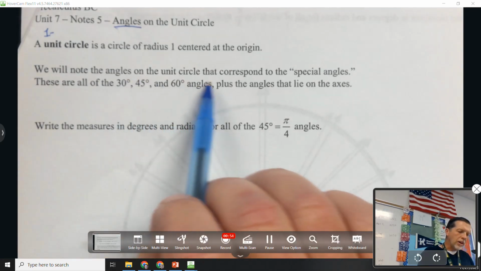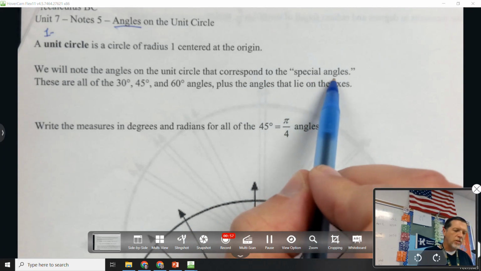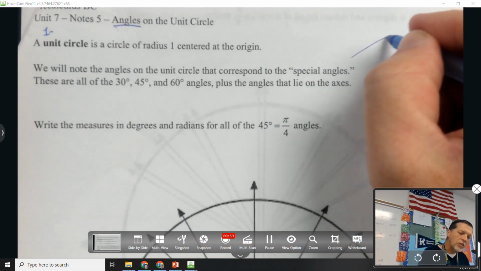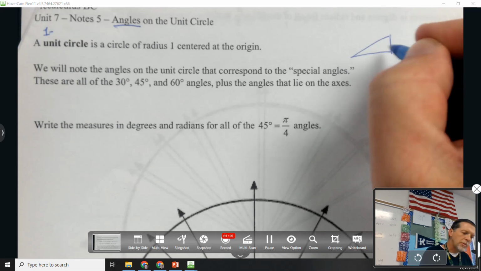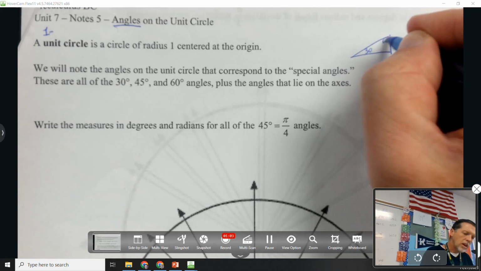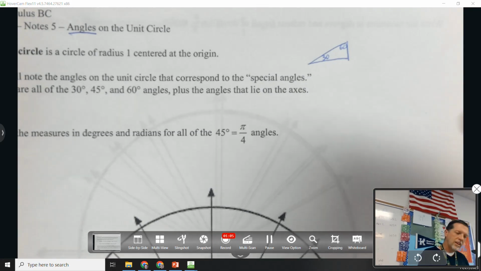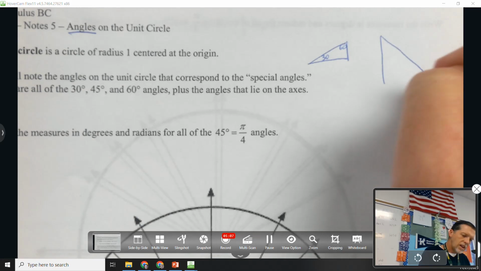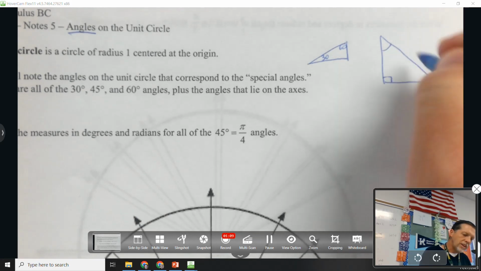We'll note some angles on the unit circle that correspond to the special angles of the special right triangles that you learned in geometry: 30, 60, 90, and 45, 45, 90.